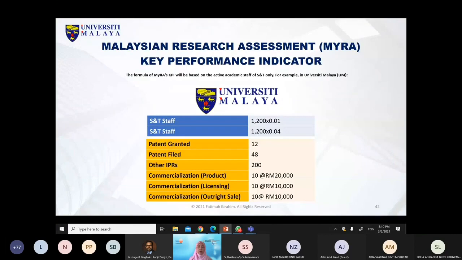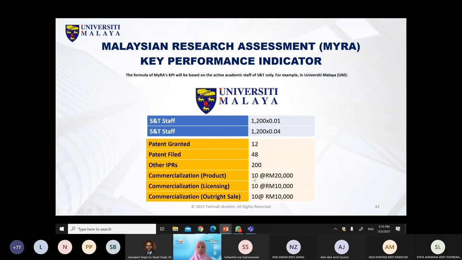So I want to share with you the university layer. Basically, the formula is more or less the same, depending on the number of science and technology staff. For the university layer, for example, we have about 1,200 academic lecturers in science and technology. The patent granted is a factor of 0.01, and for patents filed it is 4% of the lecturers in your university. So this varies according to the university's number of lecturers, and then the IPR. However, the commercialization of products, the licensing and the outright sales are fixed. They are numbers per year.